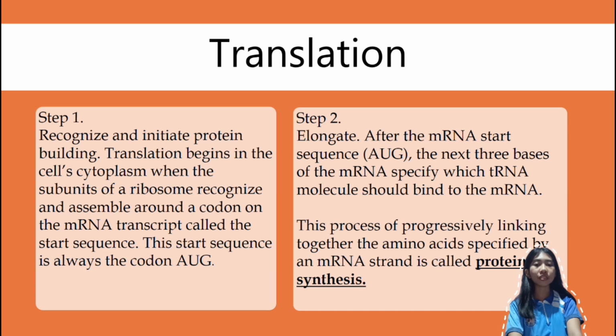Step 2 is the elongation. After the mRNA start sequence, which is the codon AUG, the next three bases of the mRNA specify which tRNA molecule should bind to the mRNA. The tRNA molecules, each carrying a specific amino acid, bind to the complementary codons on the mRNA. This process of progressively linking together the amino acids specified by an mRNA strand is called protein synthesis.